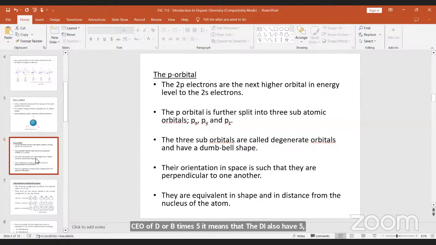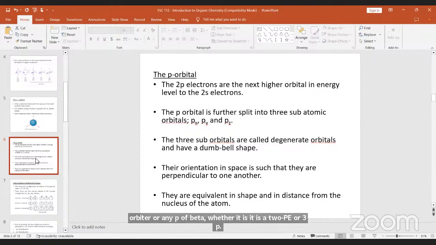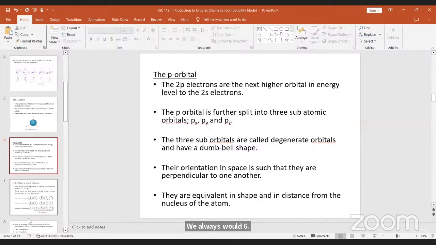And any suborbital will always hold 2 electrons. It means that maximally the p orbital, whether it is the 2p or 3p or 4p, will always hold 6 electrons. Okay, the orientation in space is such that they are perpendicular to one another. In other words, the px and py orbital have 90 degrees between them.